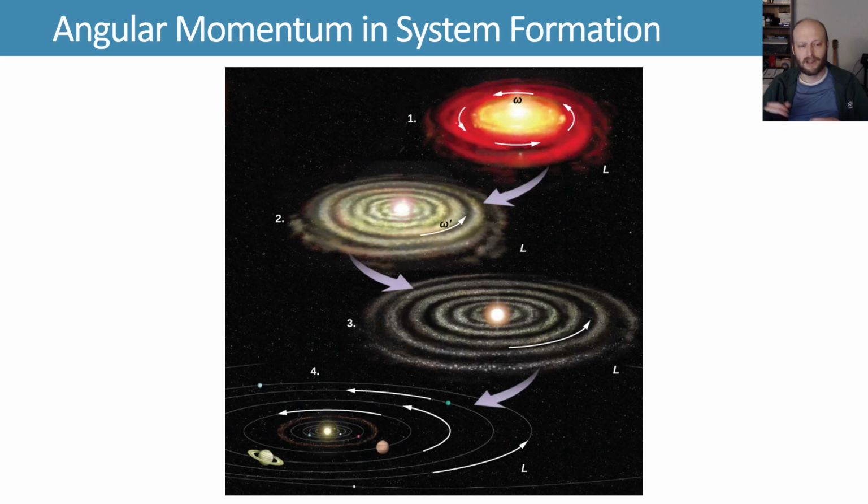And this is the answer to, like, why are all the planets kind of spinning the same direction? It's because of conservation of angular momentum.